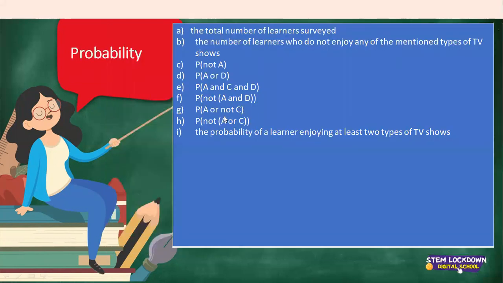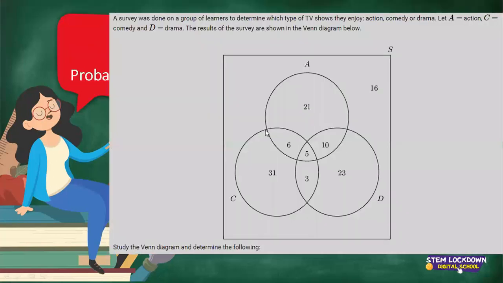And then the last one, the probability of not A or C. To find the probability of not A or C, let's find the probability of A or C. The probability of not A or C is equal to 1 minus the probability of A or C. So what is the probability of A or C? A or C means all of A combined with the whole of C.